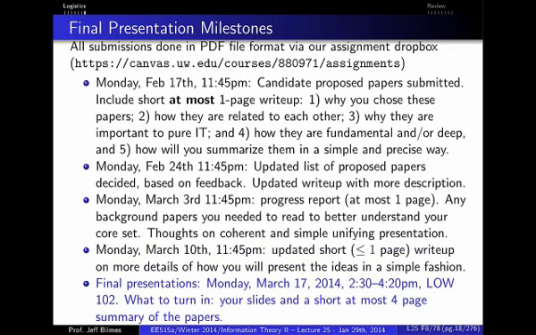And then finally, we're going to have final presentations on Monday, March 17th, from 2:30 to 4:30 in Low. Is this 102? I think we're in 102 now. So it's going to be in this room. And then what to turn in is your presentation, and then you'll have a 4-page summary of the papers at the end. So that has to be strictly 4 pages.